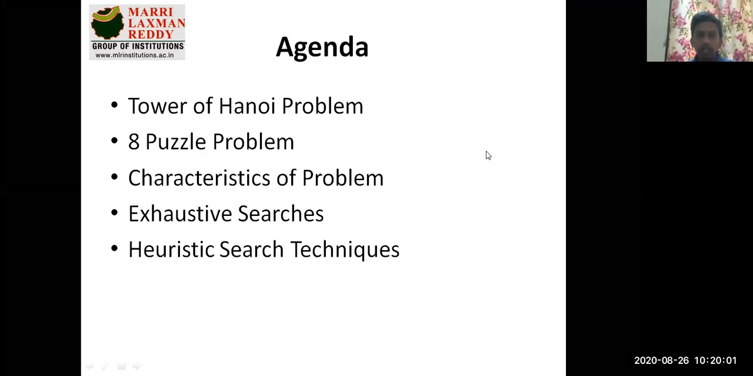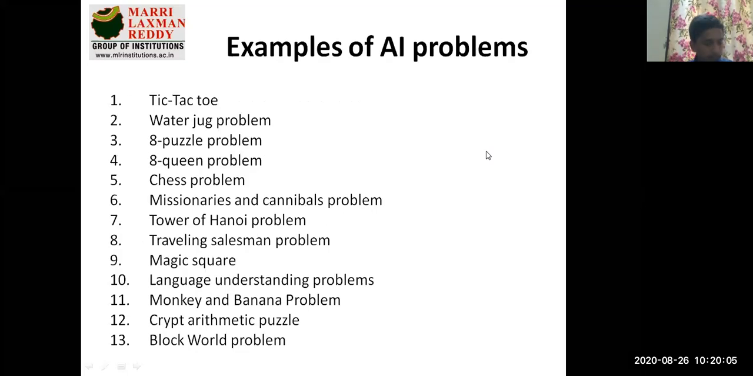Let's first look into the concept called Tower of Hanoi problem. Before going on to that problem, I just want you to understand the various problems which are already solved with respect to AI. Yesterday we saw the tic-tac-toe problem and the missionaries and cannibals problem. Today we will be seeing the 8 puzzle problem and Tower of Hanoi.